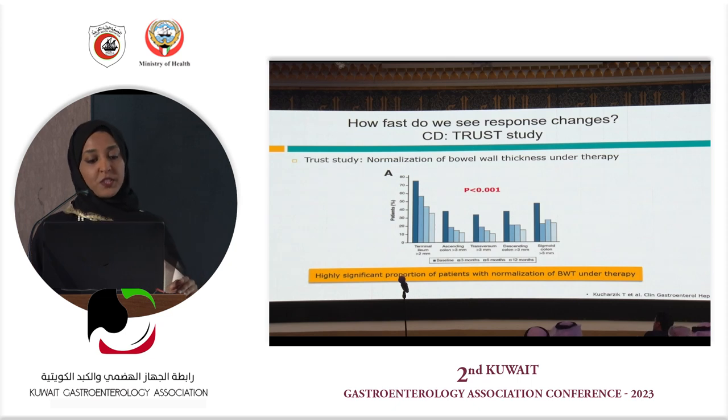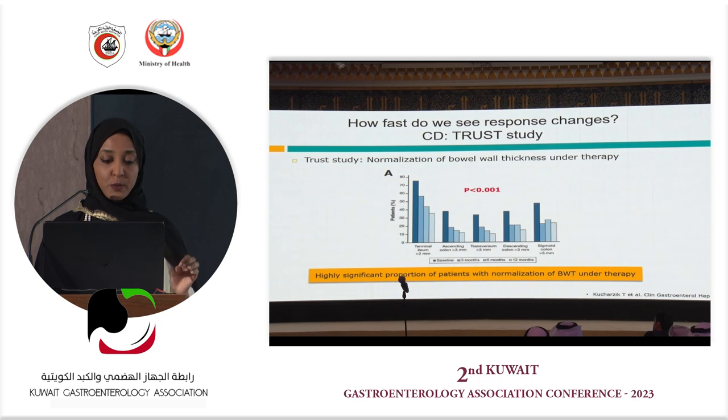Upon following up the patients, you can see here from the charts that there was a highly significant proportion of patients with normalization of the bowel wall if they are on ideal treatment, and that included all segments: the terminal ileum, the ascending, the transverse, the descending, and the sigmoid colon.